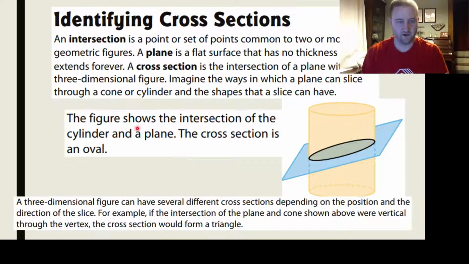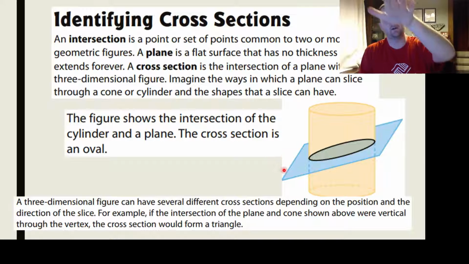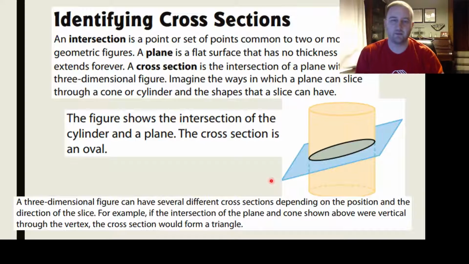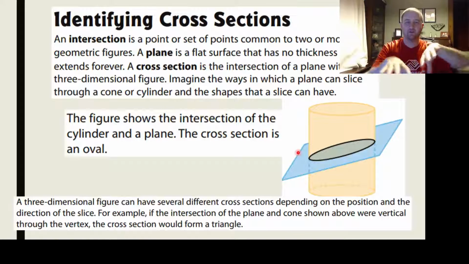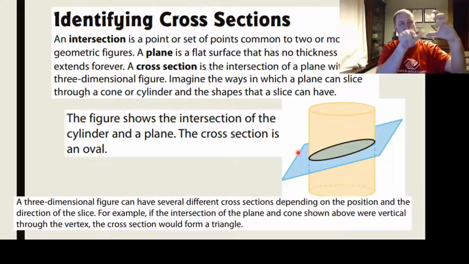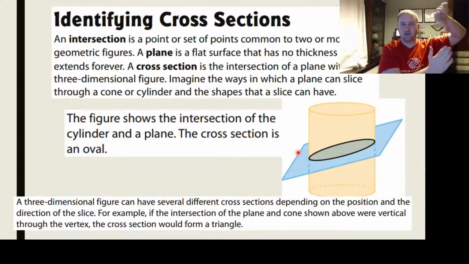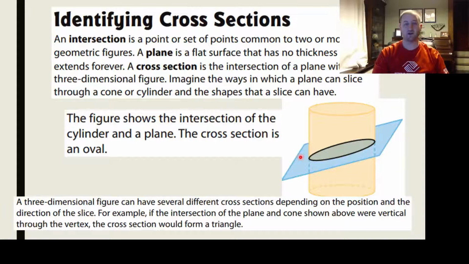Okay, this figure shows the intersection of a cylinder and a plane, but here it's not just going flat, parallel with the ground. Now it's going at an angle. Right? Now typically a cylinder is circular, right? It's got two circular bases. But when it goes up at an angle like this, now if we were to pull them apart, that opening isn't just going to be a regular circle, because now it's going to be cut at an angle. Now that opening is going to actually be an oval.